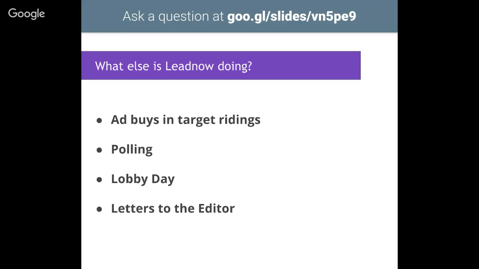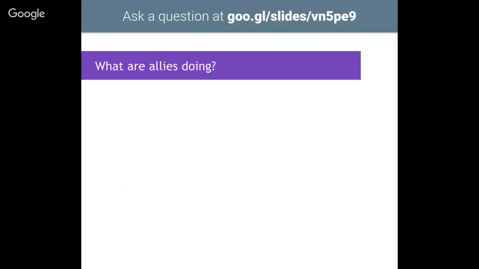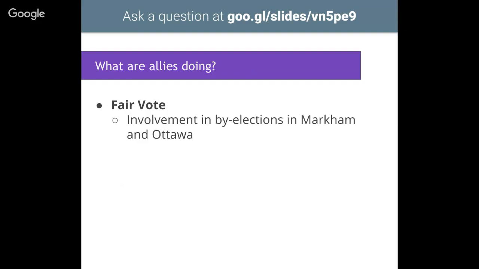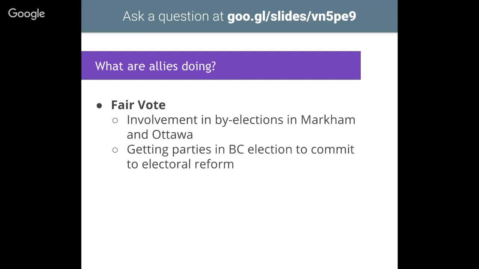And of course, our allies are always busy with this issue as well. As a lot of you know, we are involved in the Every Voter Counts Alliance. So we have our friends at Fair Vote who are also a member of that alliance doing some really cool things. I just want to plug them for a minute. They're working on some by-elections in Markham and Ottawa right now, and are also working on the BC election, getting parties in that election to commit to electoral reform, which is pretty great. There are some folks out in BC who are working on a charter challenge in case you're interested in that.